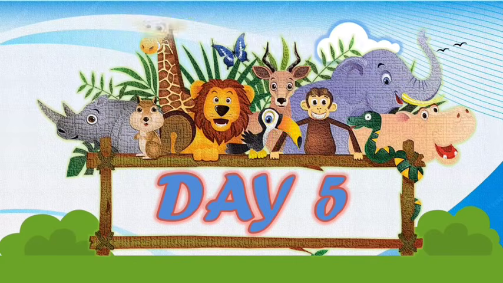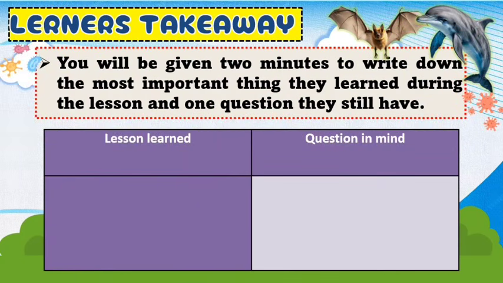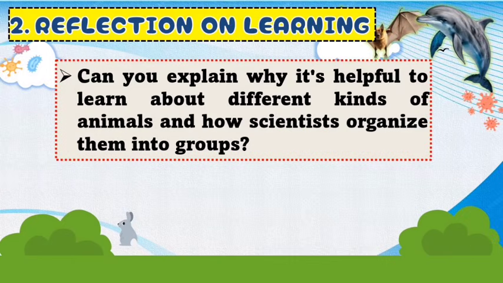Day 5. Learner's takeaway. You will be given 2 minutes to write down the most important thing you learned during the lesson and one question you still have. So you're going to write what you have learned and what are the bubble thoughts or the questions in your mind. Reflection on learning. Can you explain why it's helpful to learn about different kinds of animals and how scientists organize them into groups?